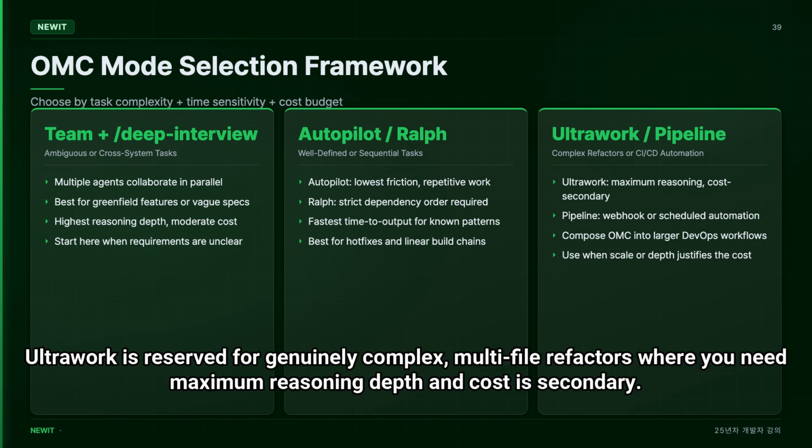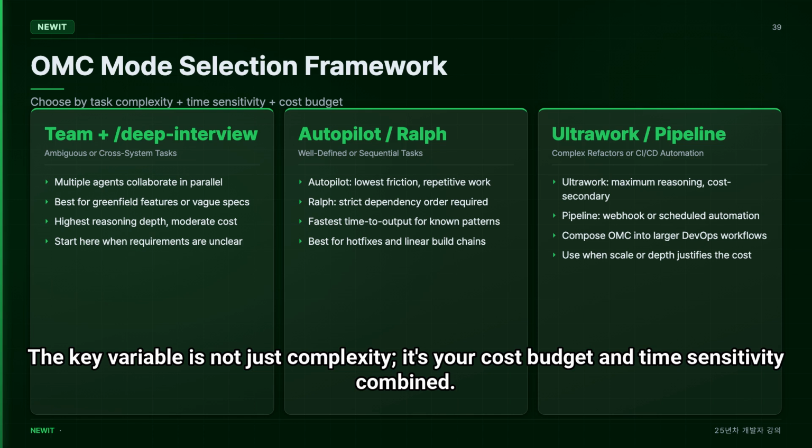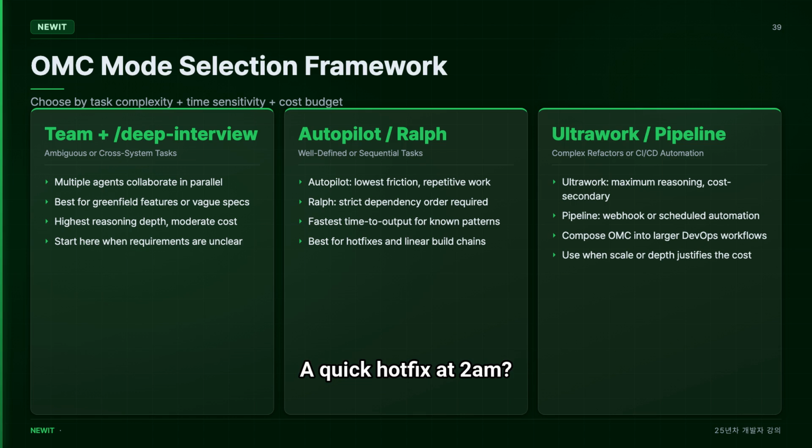Ultrawork is reserved for genuinely complex, multi-file refactors where you need maximum reasoning depth and cost is secondary. Pipeline mode is your go-to when you're composing OMC into a larger CI/CD automation. Think scheduled jobs or webhook-triggered workflows. The key variable is not just complexity, it's your cost budget and time sensitivity combined. A quick hotfix at 2am, autopilot. A greenfield service design, team mode with deep interview up front. A nightly code quality audit, pipeline.